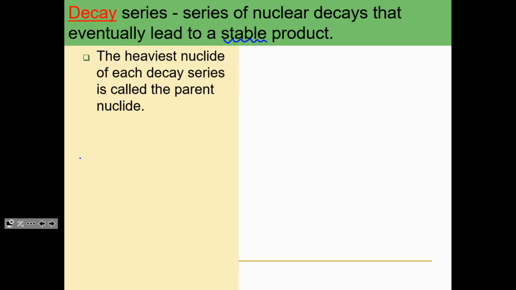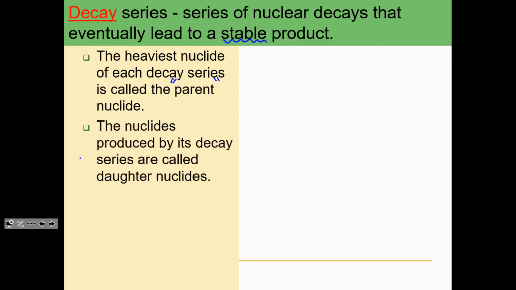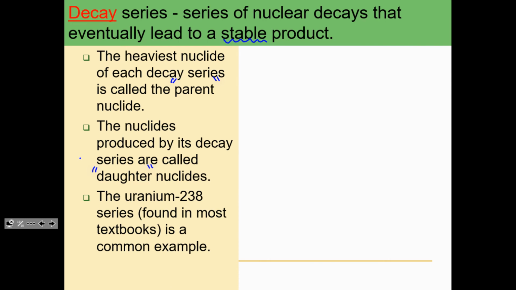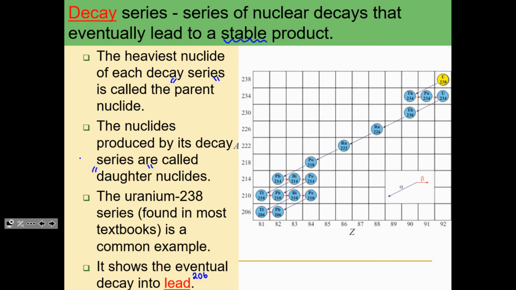We showed you a picture of this a couple slides ago. The heaviest nuclide of each decay series is called the parent nuclide. The nuclides produced by its decay series are called daughter nuclides. Uranium-238 generally is the top of the decay series, not always, but it shows the eventual decay into lead, specifically lead-206. So here's an example.